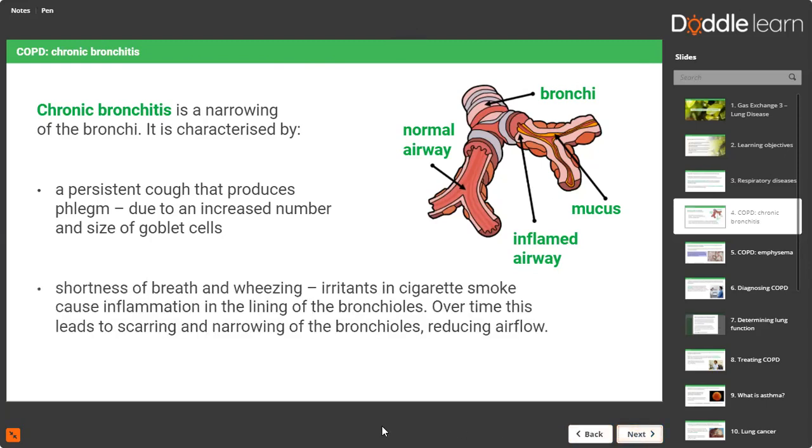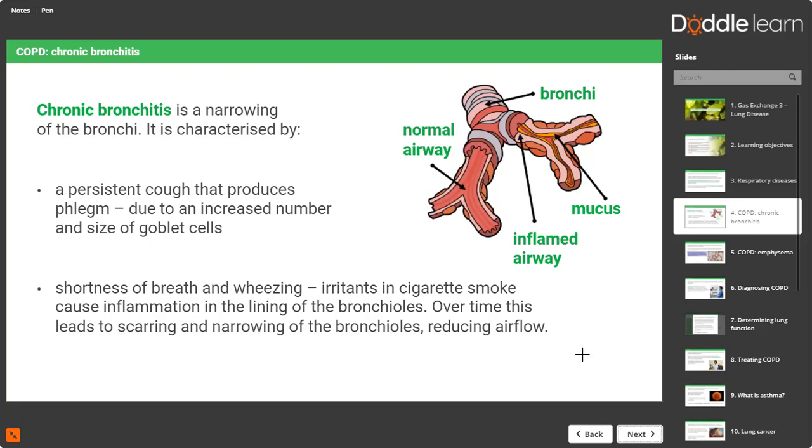Someone with chronic bronchitis also has shortness of breath and wheezing. That's going to be due to those inflamed airways restricting the flow of air, but also the shortness of breath and wheezing is from the irritants in cigarette smoke. We were saying earlier that chronic bronchitis is often associated with smoking. Cigarette smoke actually has a lot of chemicals in it that irritate the lining of the airway system. These irritants can cause inflammation in the lining of the bronchioles, and that's how we get this inflamed airway that we can see on the right. But over time, this leads to scarring and a permanent narrowing of the bronchioles, which reduces airflow.